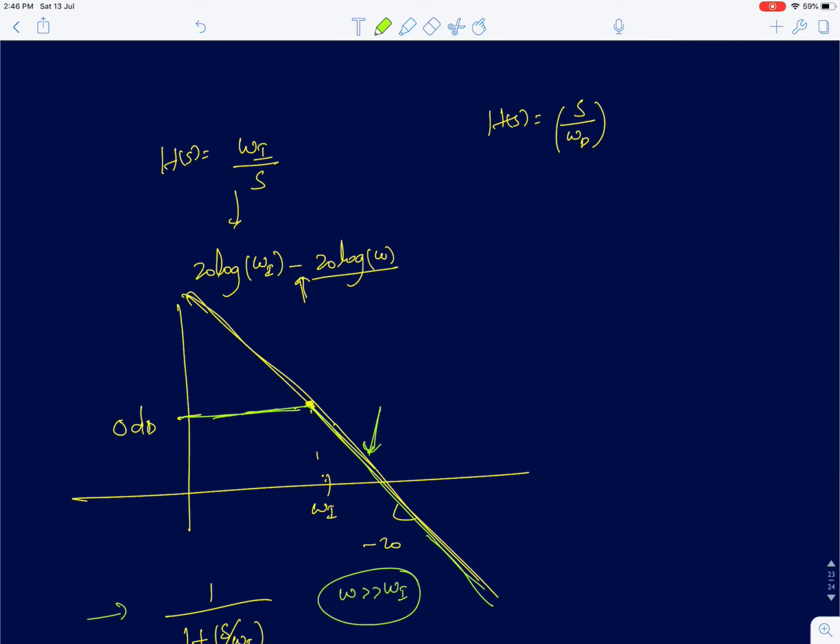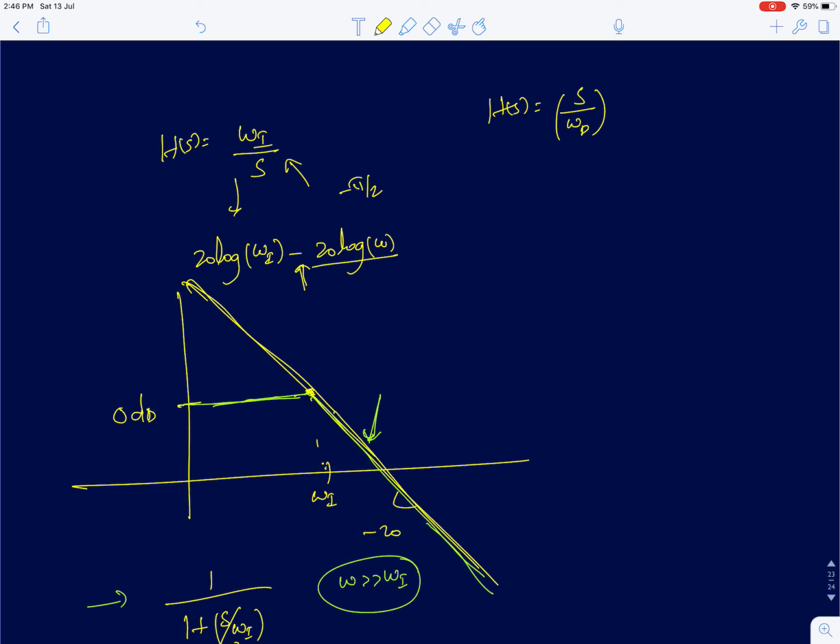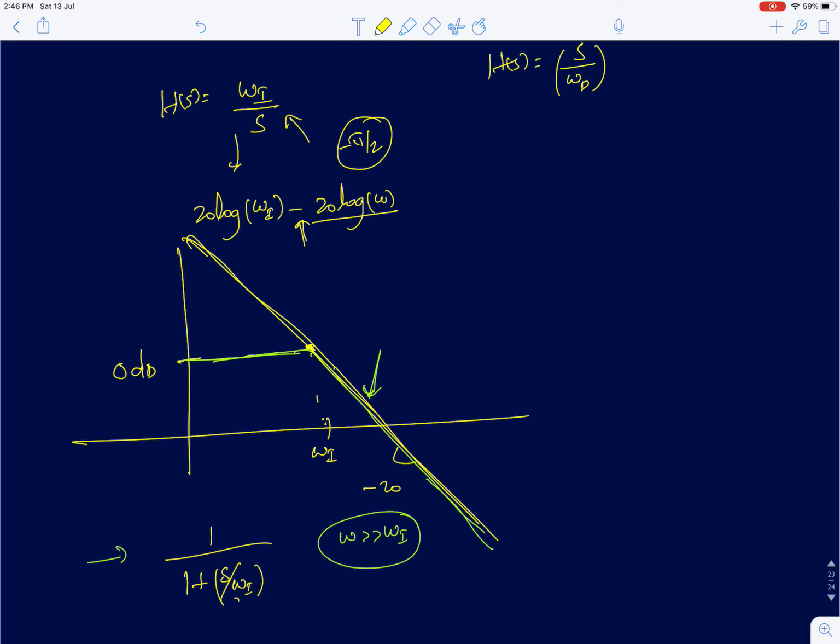Okay. And if you also see the phase response of this function, it is simply minus pi by 2, because it's a purely complex number with minus j. And we know for a single pole system, the high frequency phase response is minus pi by 2. So both match. The phase also matches, amplitude also matches. So they both look the same for high frequencies.